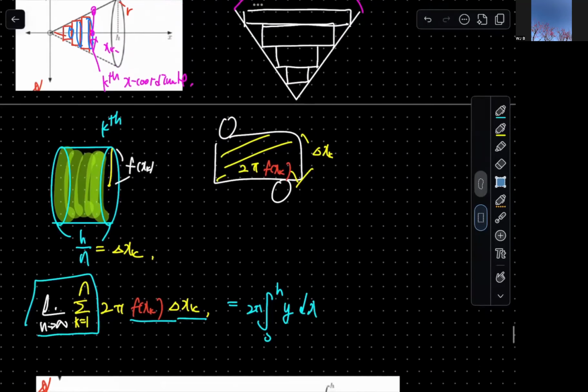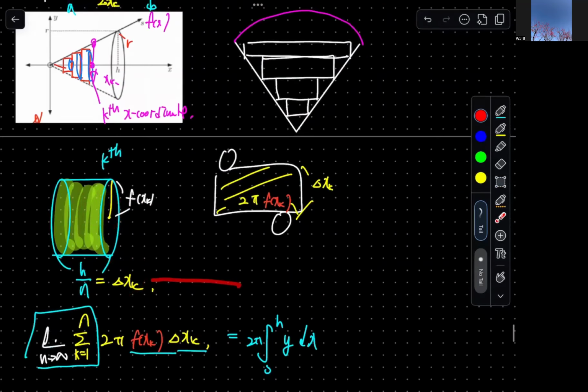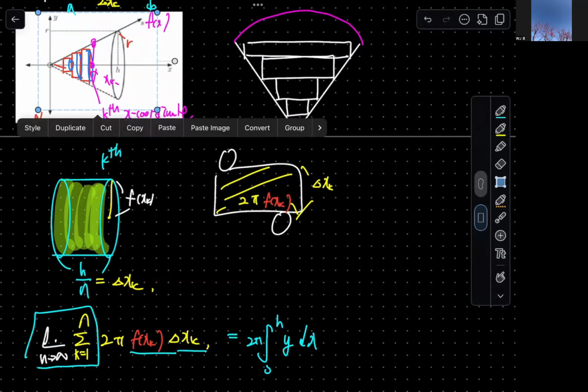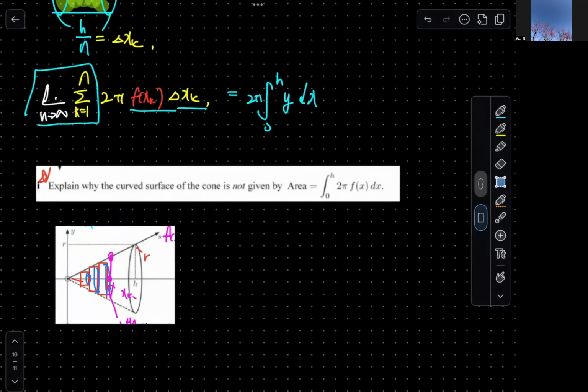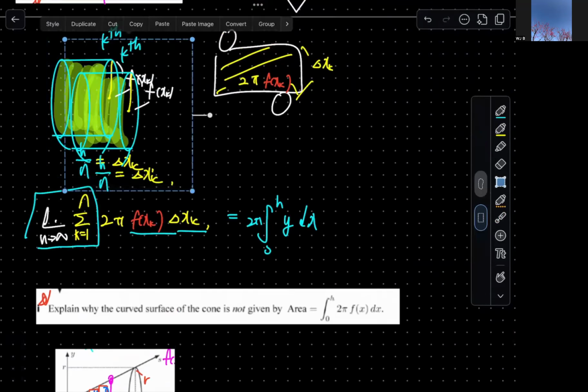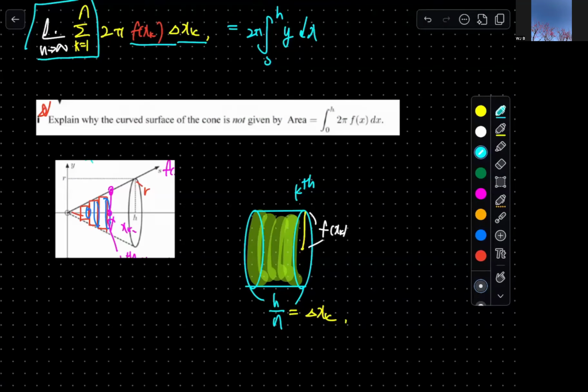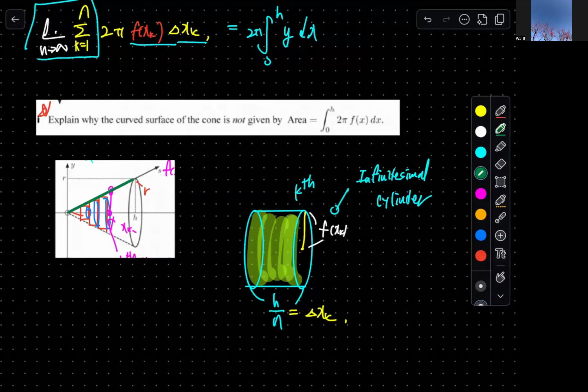I claimed that this height of the cylinder, which was delta xk, if I were getting infinitely many of them, should represent all the features of the cone, if I add all these infinitesimal cylinders, just like the volume of revolution. However, as you know, for the cone, it is not only important to have the height and radius, it is important to work with the slanted height. This slanted height is also very important.